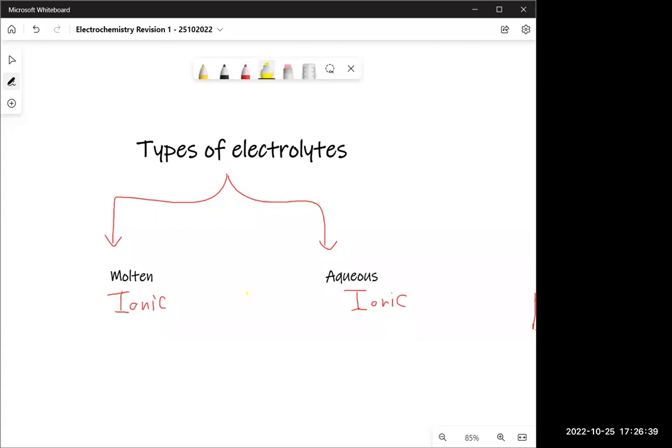Now, I want one of you to read these out loud, 1 and 2. Molten ionic and aqueous ionic.